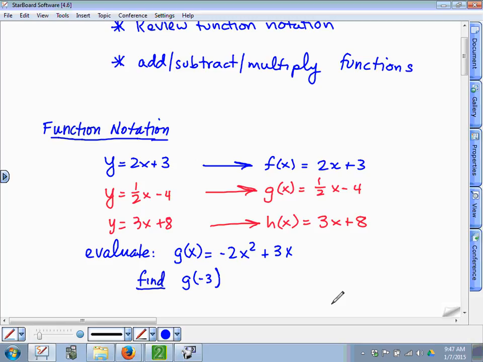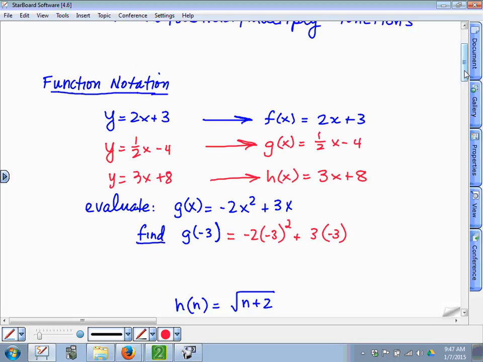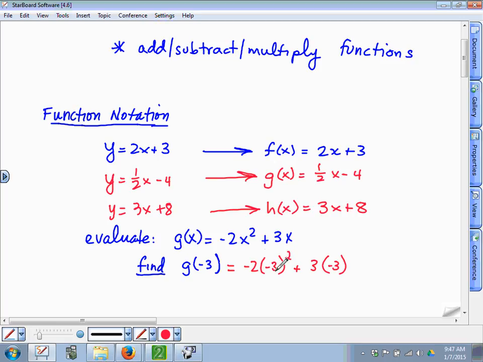Now, I'm not opposed to you trying to do it in your head. I'm sure a lot of you could. But it's real good practice, when you're making a substitution into a function, to make the substitution with a parenthesis. So instead of negative 2x squared, it's going to be negative 2 times negative 3 squared plus 3 times negative 3. You just follow your simple order of operations. Negative 3 squared is 9. 9 times negative 2 is negative 18. 3 times negative 3 is another negative 9. We get negative 27.